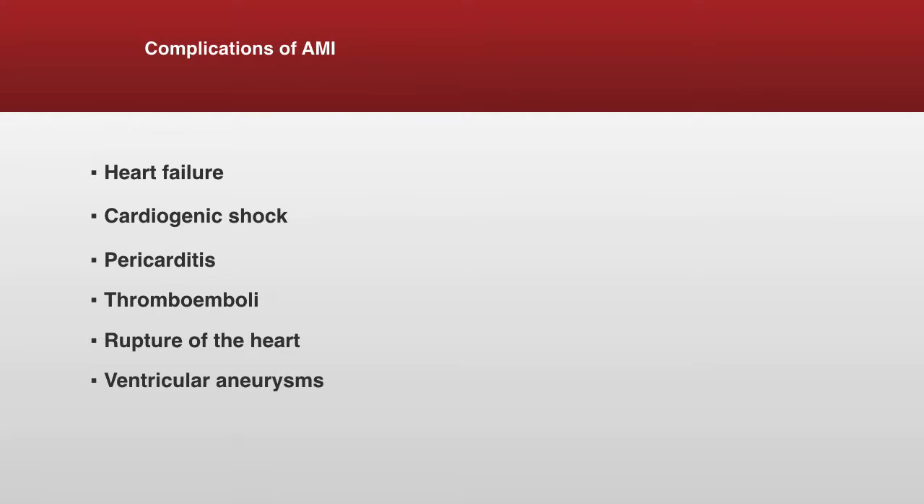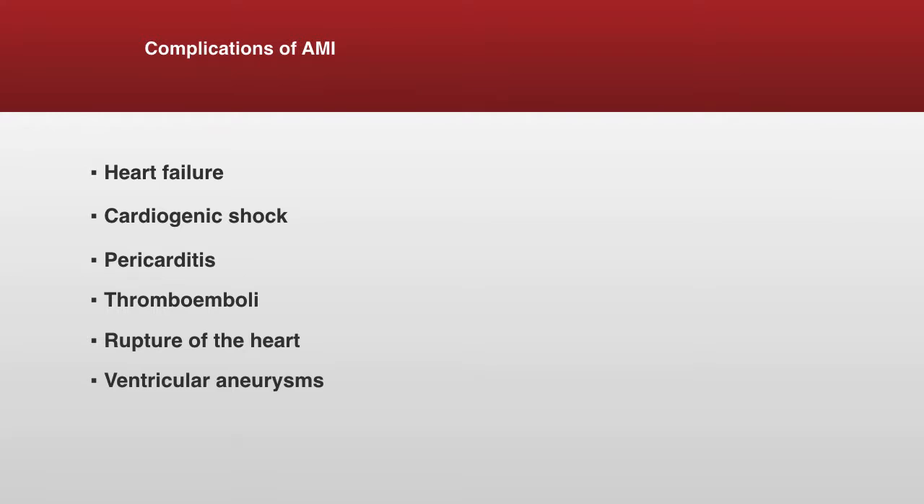Like I mentioned before, sudden death is usually attributed to arrhythmias, and the primary arrhythmia that we look at is ventricular fibrillation. Heart failure and cardiogenic shock are associated with the extent and the location of the injury due to decreased contractility.